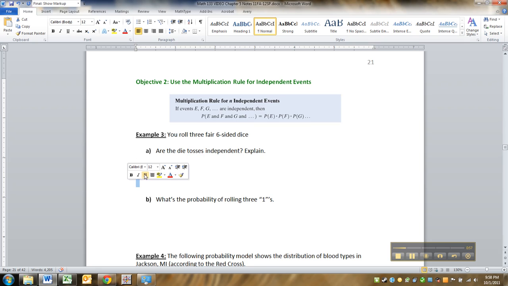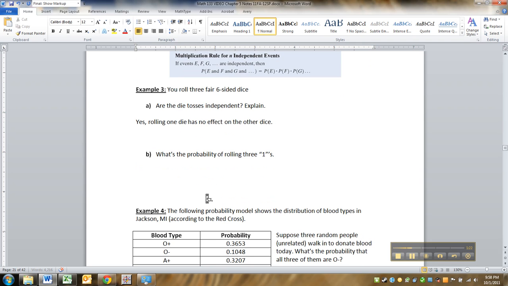Okay. So let's start here. So you roll 3 fair 6-sided dice. Are the die tosses independent? Well, yes, right? Rolling one die has no effect on the other dice, and vice versa. So what's the probability of rolling 3 ones?